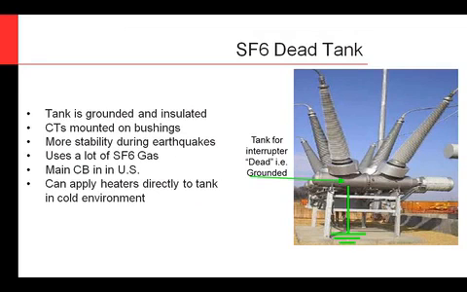So once again, dead tank circuit breaker, SF6 dead tank, means the tank that's housing the interrupter is grounded in service. A couple advantages: you'll see the CTs mounted right on the circuit breaker itself. With all the weight being down lower to the ground, these are more stable during earthquakes. So anywhere where you have seismic activity, they might opt for a dead tank circuit breaker. One of the downfalls of this is it does use a lot of SF6 gas. So with all the regulations and everything, people might be opting more for the live tank so you have less overall gas in your system.